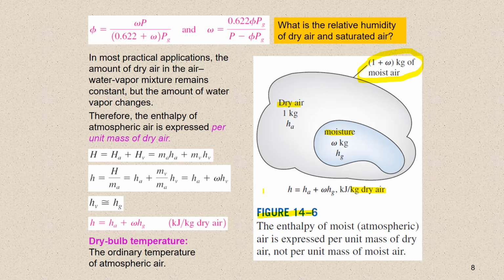The total enthalpy, which is an extensive property of atmospheric air, is the sum of the enthalpies of dry air and water vapor. And using some mathematical relations, you can come up with this important relationship where you can see the enthalpy, simply h, is equal to the enthalpy of dry air plus omega h_g. Also note that the ordinary temperature of atmospheric air is frequently referred to as the dry bulb temperature to differentiate it from other forms of temperatures that will be discussed later.